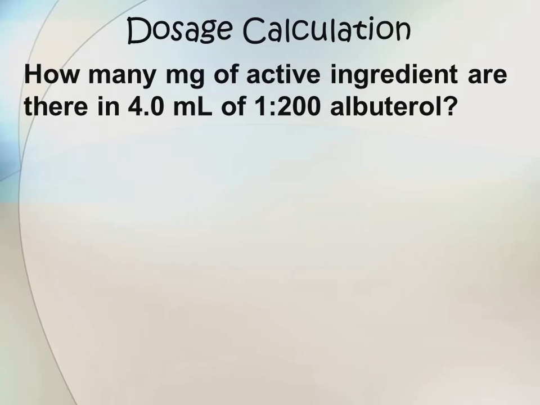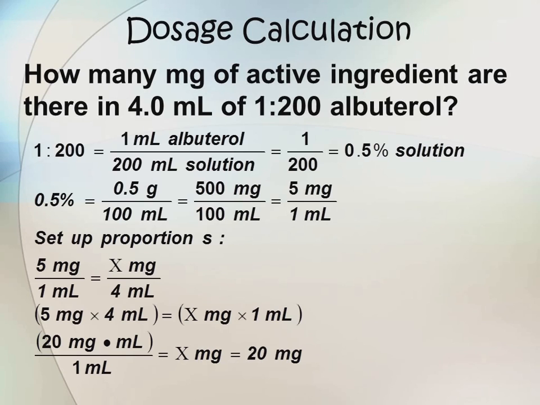Sometimes, however, it is expressed differently. So how many milligrams of active ingredient are in 4 milliliters of a 1 to 200 albuterol? Setting it up, a 1 to 200 means that it's a 0.5% solution: 1 divided by 200 times 100%. 0.5% means it's 0.5 grams in 100 milliliters, or 500 milligrams in 100 milliliters, or 5 milligrams per milliliter. So if I want to know how many milligrams 4 milliliters contains, I would set it up in that fashion and solve for X, and you end up with 20 milligrams. Okay? So I would feel comfortable giving you a problem of this nature.